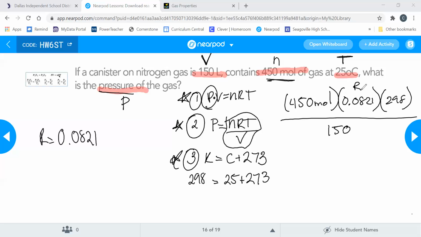I'm gonna plug this into the calculator. Give me a bit. 450 times 0.0821 times 298 divided by 150. And the answer I got for pressure is 73.39 atmospheres.